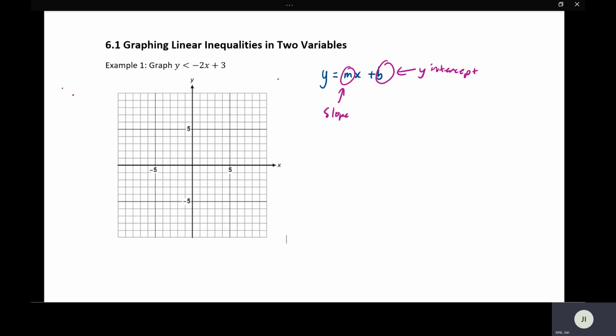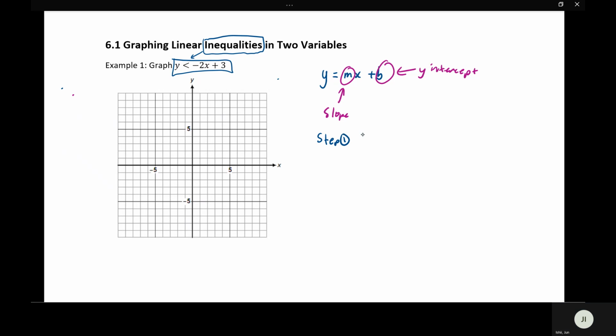So we're going to graph y is less than negative 2x plus 3. Okay, so this is the inequality that we're going to be graphing. The reason it's called an inequality is because of this sign here. What you'll notice is that is not an equal sign, right? But that's what you were doing last year. For this lesson, there's just an added step with inequalities at the end. But the first step is still the same. So I'm just going to write that out.